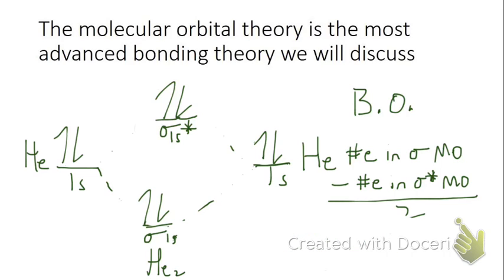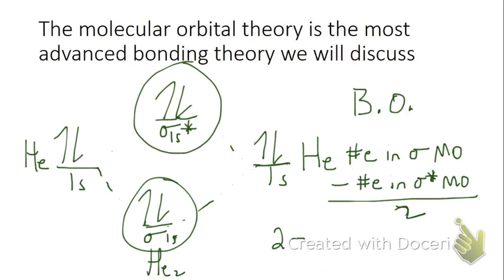Let's look. Number of electrons in the bonding molecular orbital, 2, minus number of electrons in the antibonding orbital, 2, divided by 2. You get 0 divided by 2, which is 0. If you get 0 or a negative number, there is no bonding that can occur.